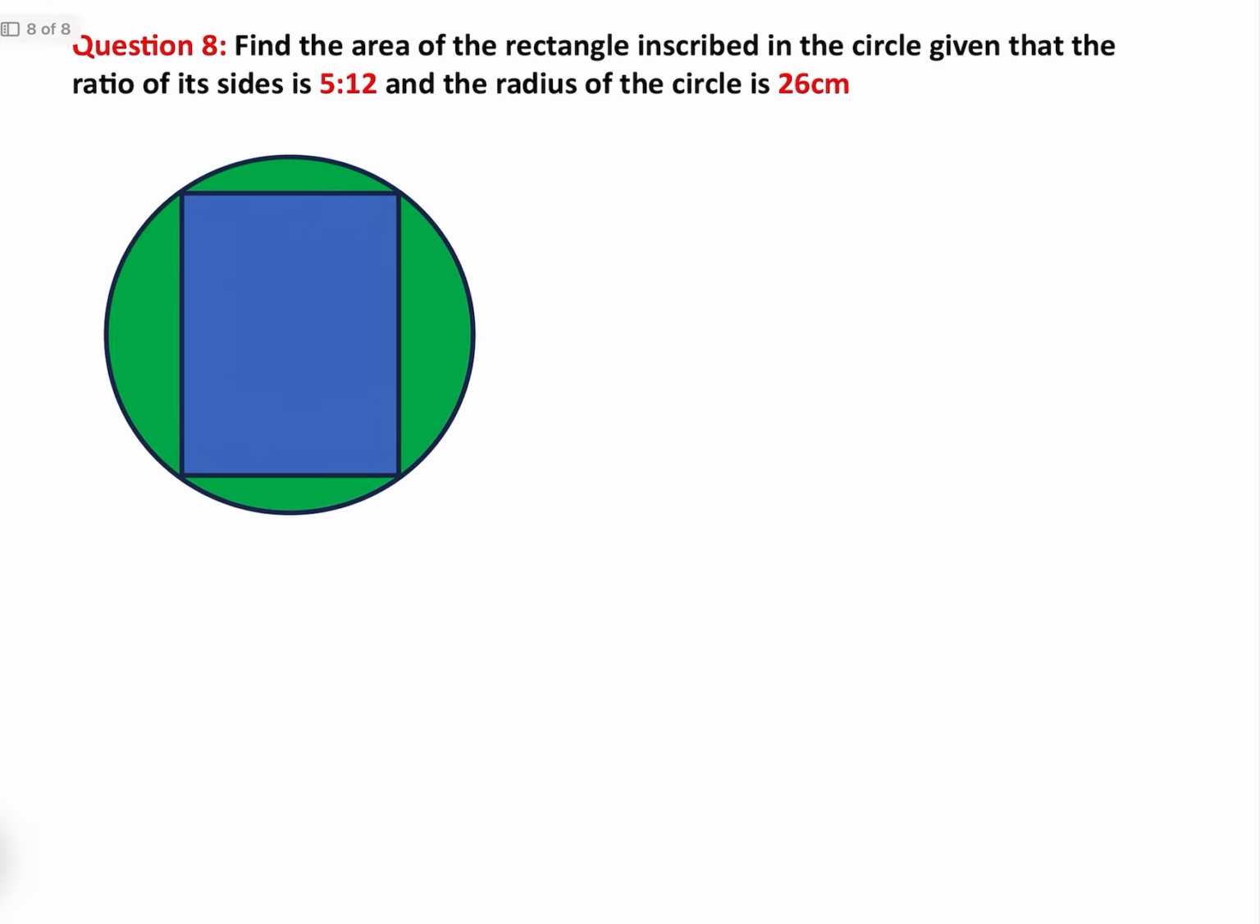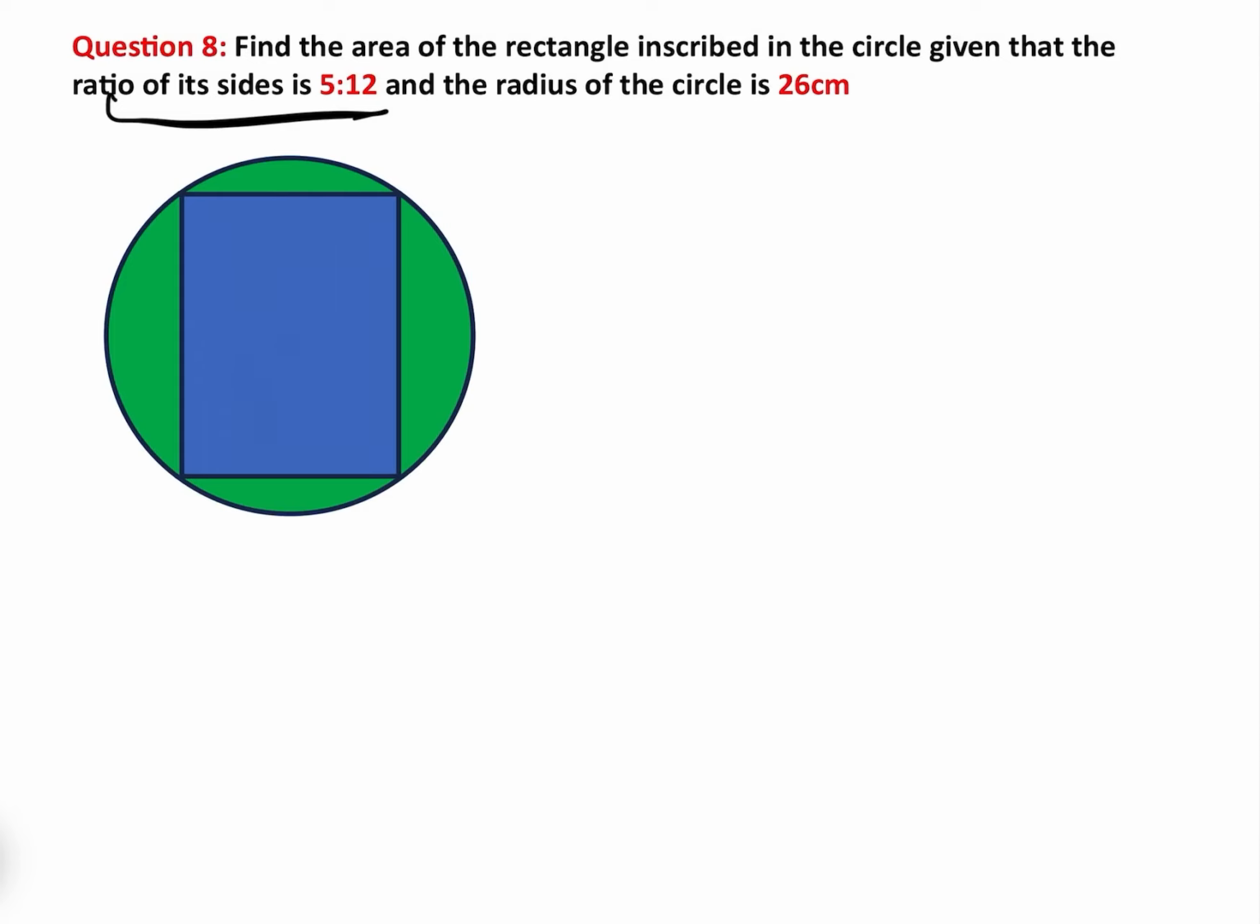Okay, now finally question number 8, getting slightly more difficult, this one. So find the area of, oh, by the way, pause the video if you wish to answer this one. Okay, so finally, find the area of the rectangle inscribed in the circle. So we want to find the area of the blue bit, given that the ratio of its sides is 5 to 12 and the radius of the circle is 26.